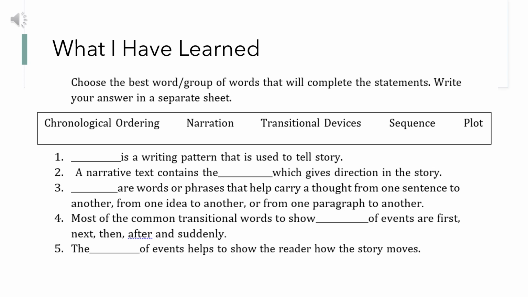It's transitional devices. Number four, most of the common transitional words to show blank of events are first, next, then, after, and suddenly. So, what is the answer? Five, four, three, two, one. It's chronological ordering. And lastly, we are now on number five. The blank of events helps to show the reader how the story moves. Of course, we only have one word left there, that is sequence. So that would be all for what you have learned.